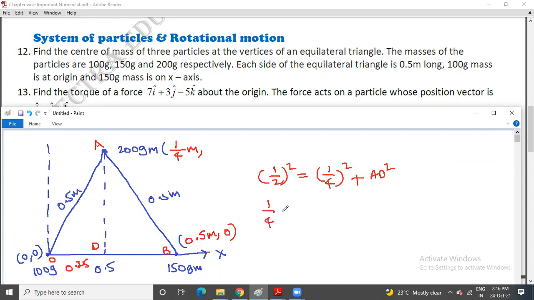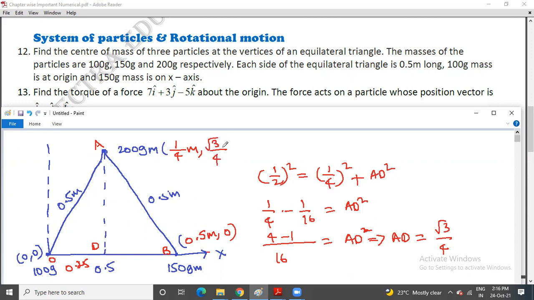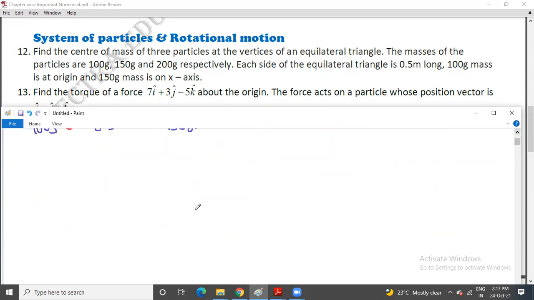So this will be 1/4. This is 1/16. You get 1/16 on this side, equal to AD square. Now 16 will be the LCM. So 4 minus 1 is equal to AD square. So you'll get AD as under root 3/16. If you cancel the square on this side, root 3/4 is the y coordinate of the particle at A. Now use the formula to determine the center of mass.